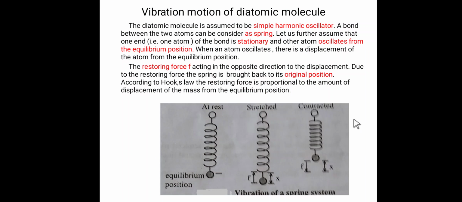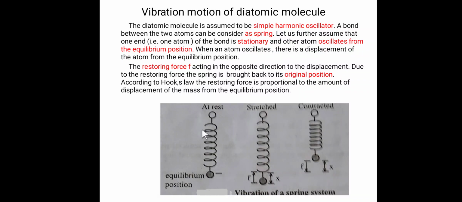Then, vibration motion of the diatomic molecule. So here the diatomic molecule is considered to be a simple harmonic oscillator. A bond between the two atoms can be considered as a spring, and let us further assume that one end of the bond, that is one atom, is stationary, and the other atom or other end oscillates from the equilibrium position.